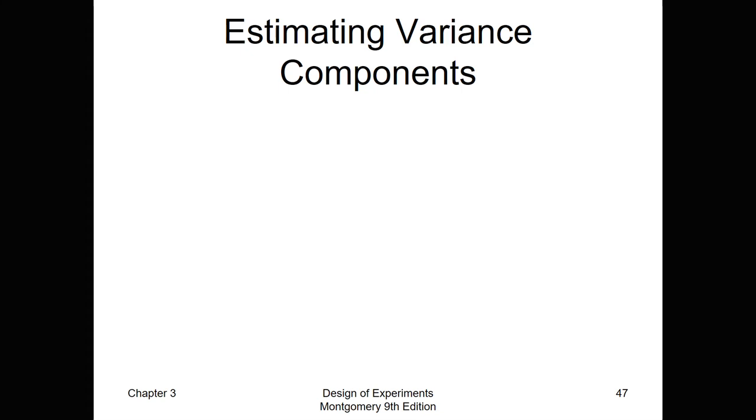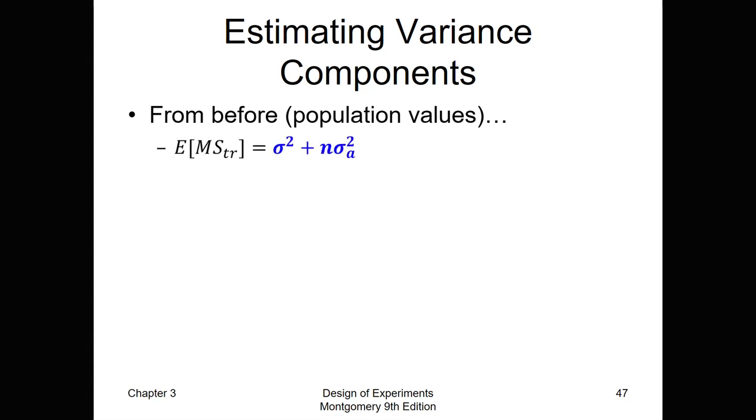So for estimating the variance components, we had these population values that we used before. The expected value of the mean squares treatment is sigma squared plus n, the number of replications, times sigma squared sub a. And again, you could use capital J in place of n if you wanted to use that alternate notation. Now the expected value of the mean squared error is just sigma squared.